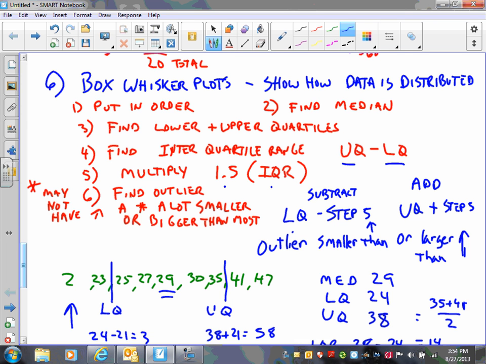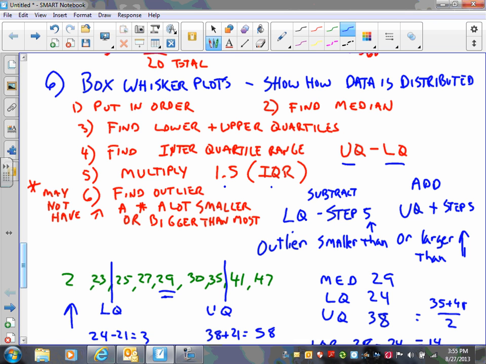So I gave you a list of data: 2, 23, 25, 27, 29, 30, 35, 41, and 47. There's 9 numbers. So 29 is your median. I cover up the top half of numbers. I exclude 29, 30, 35, 41, 47. I'm looking at 4 numbers: 2, 23, 25, and 27. Well, the lower quartile is between 23 and 25. Add those together, you get 48 divided by 2, you get 24. Lower quartile.